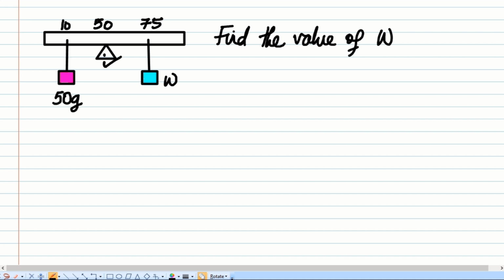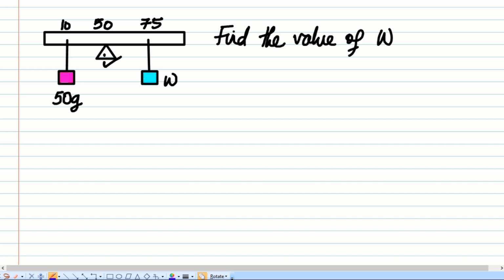You see that we have two weights. One of the weights is given a mass, actually 50 gram. One is labeled W, and we are told the distance from this turning point. So this is very simple. I'm just going to apply the principle of moment. So what's the principle of moment? Now, what do you notice?